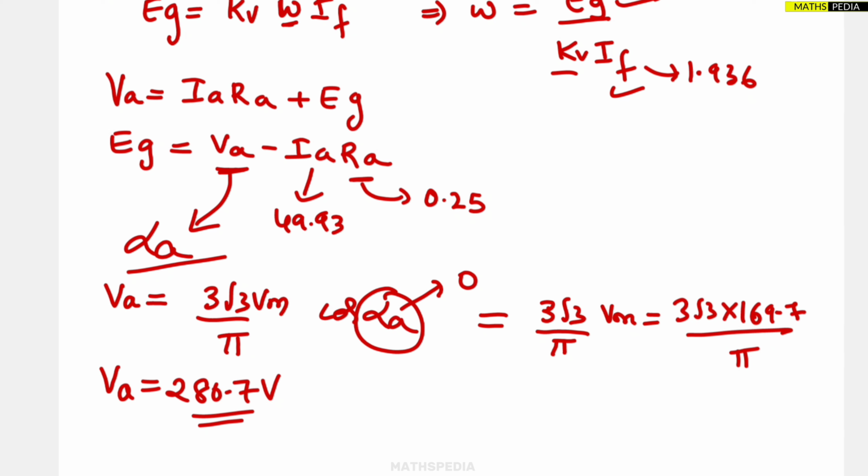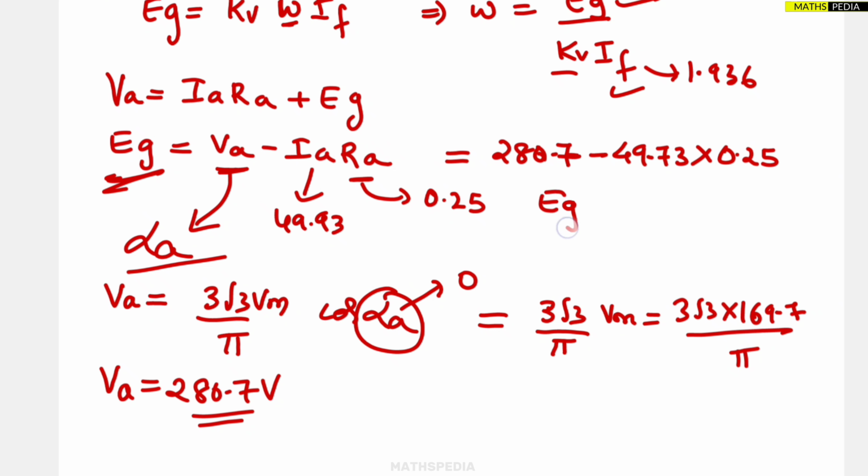So now VA you got. I need to find out EG. The same formula you substitute: EG is equal to VA, which is 280.7, minus IA 49.73 into RA, which is 0.25. So you will be getting EG value as how much?